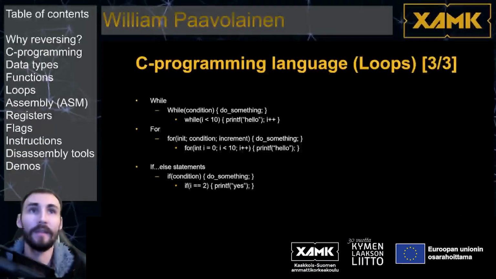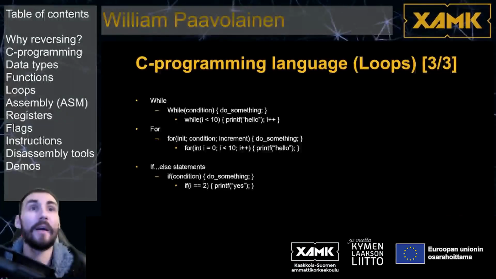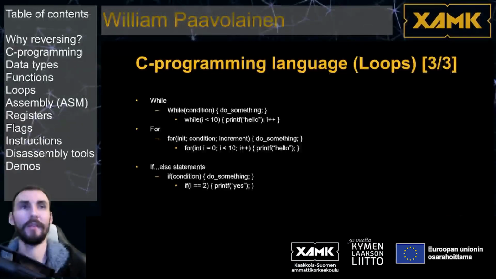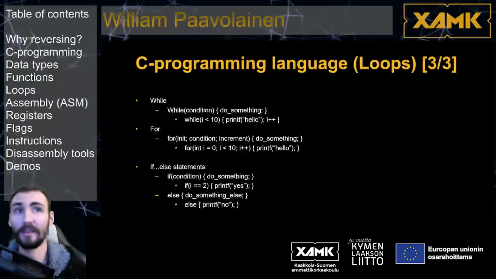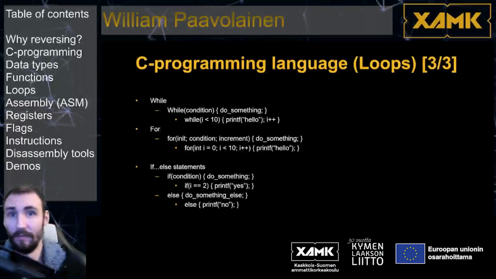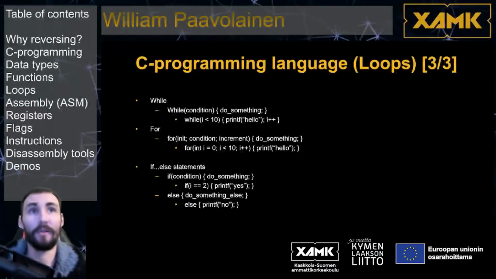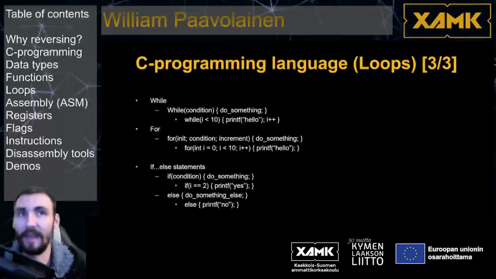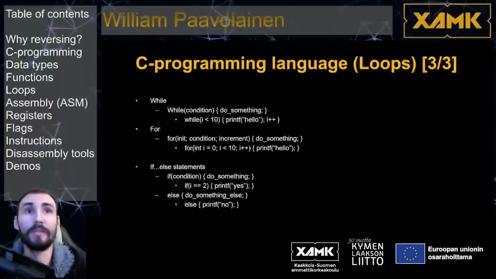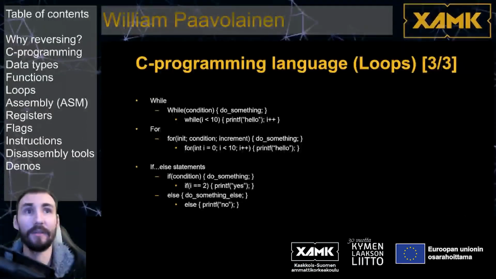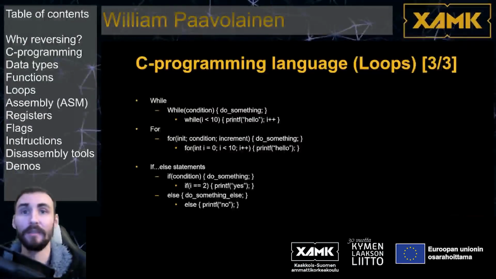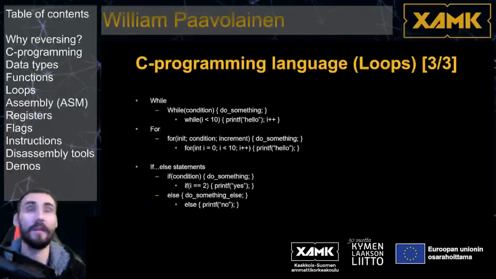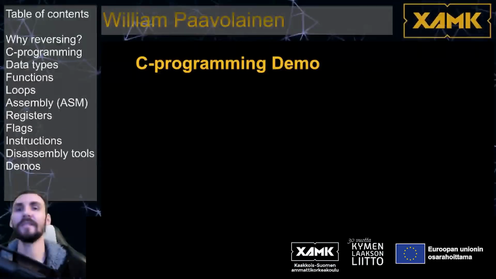So in this case, if our good old integer I equals 2, we print yes. Else, we print no. So if our integer I is, for example, 10, the program checks it. Does I equal 2? Nope, it doesn't. So it just goes to the else segment. And we will have an example of this as well. But that's the first part.